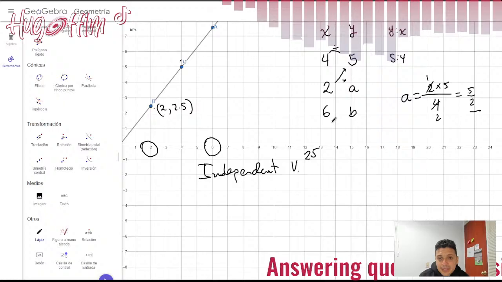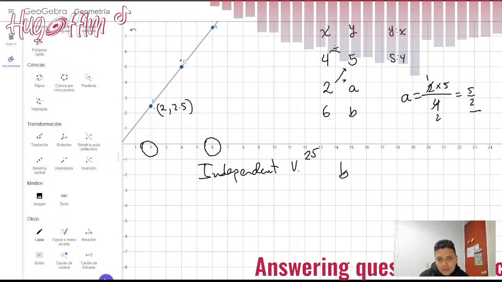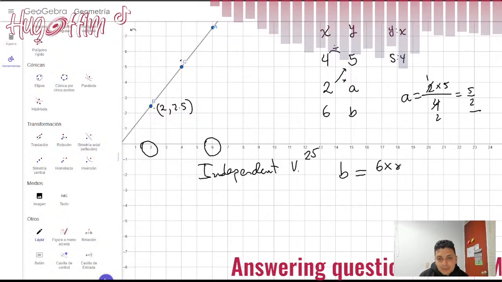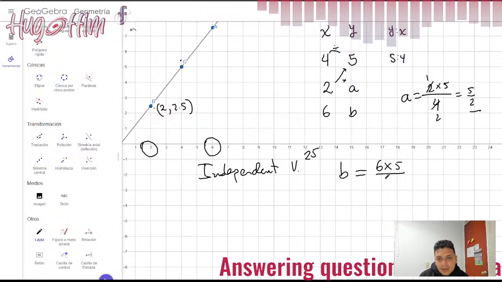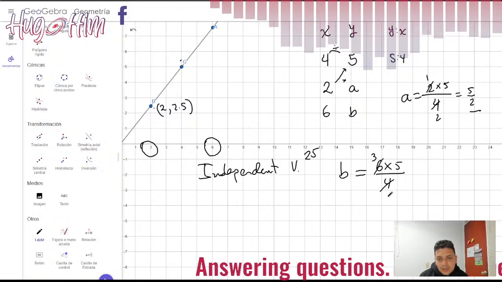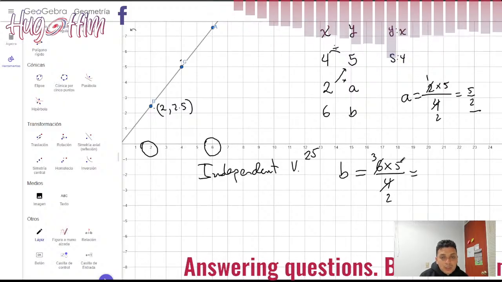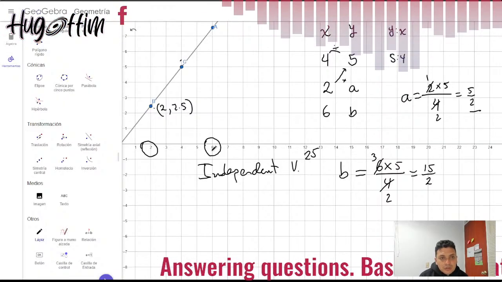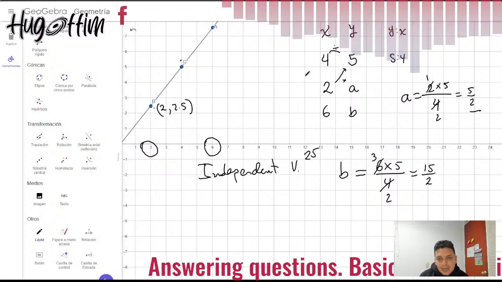Now, what happened with 6? So I can do direct variation. So B is going to be 6 times 5 divided by 4. So I can divide again. 6 divided by 2, 3. 4 divided by 2, 2. 5 times 3, 15 over 2. 15 over 2 is going to be here. That is 7 halves. Okay?